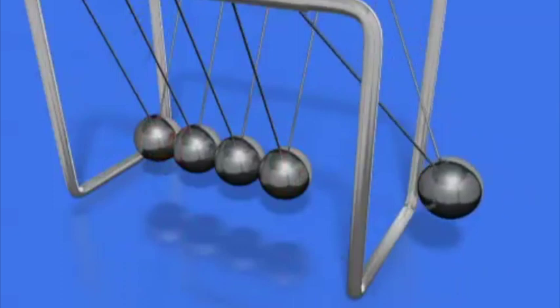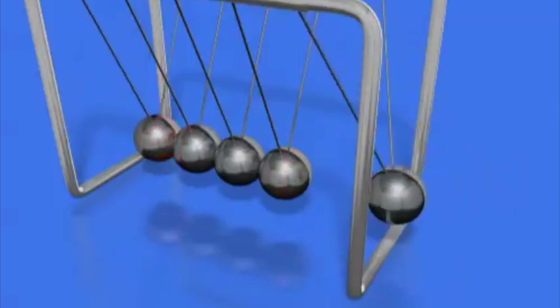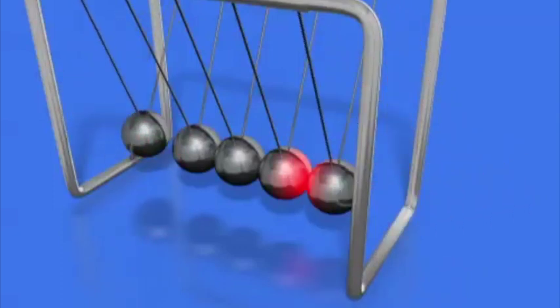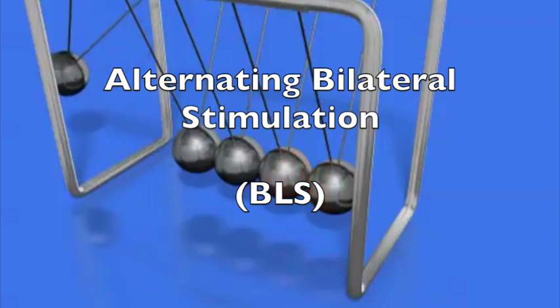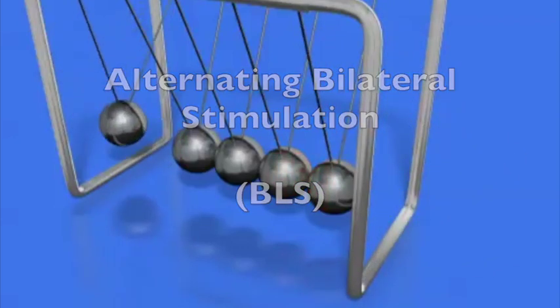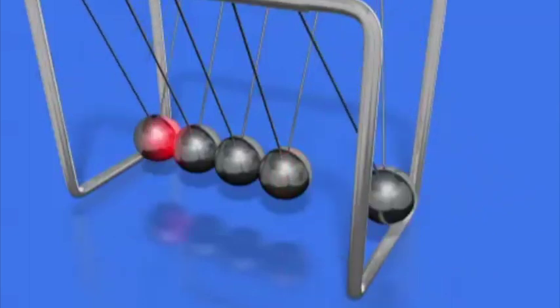EMDR at a glance. EMDR uses alternating bilateral stimulation to facilitate processing of traumatic memories. Alternating bilateral stimulation is any kind of stimulation that moves back and forth from one side to the other.